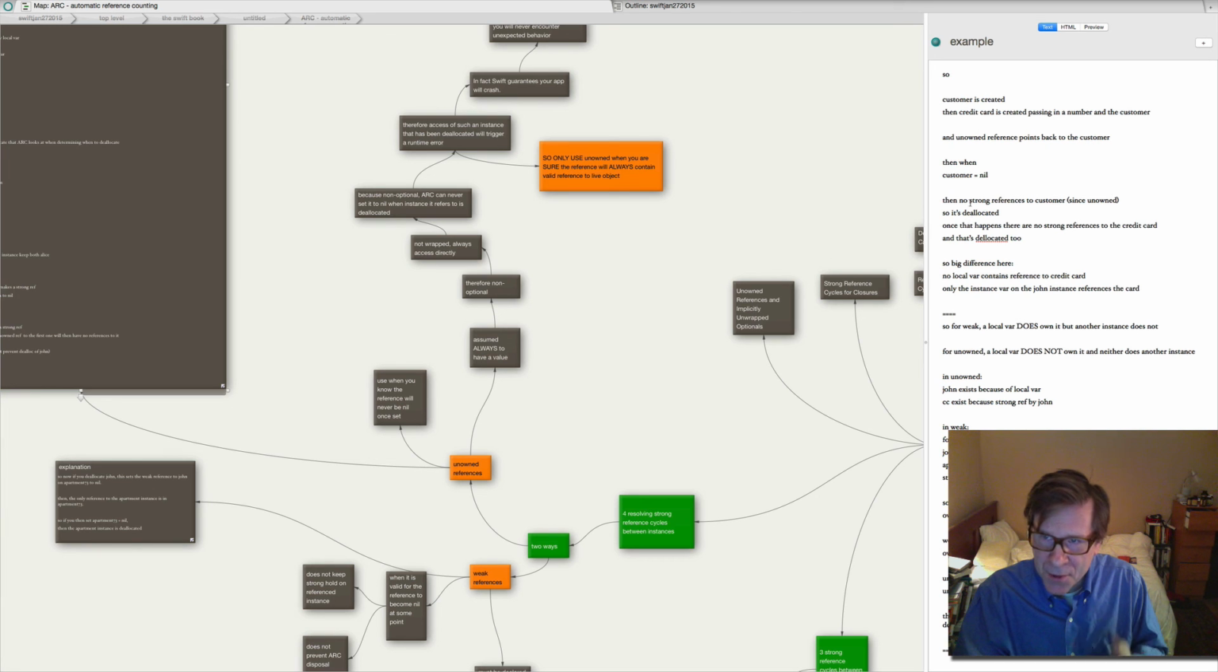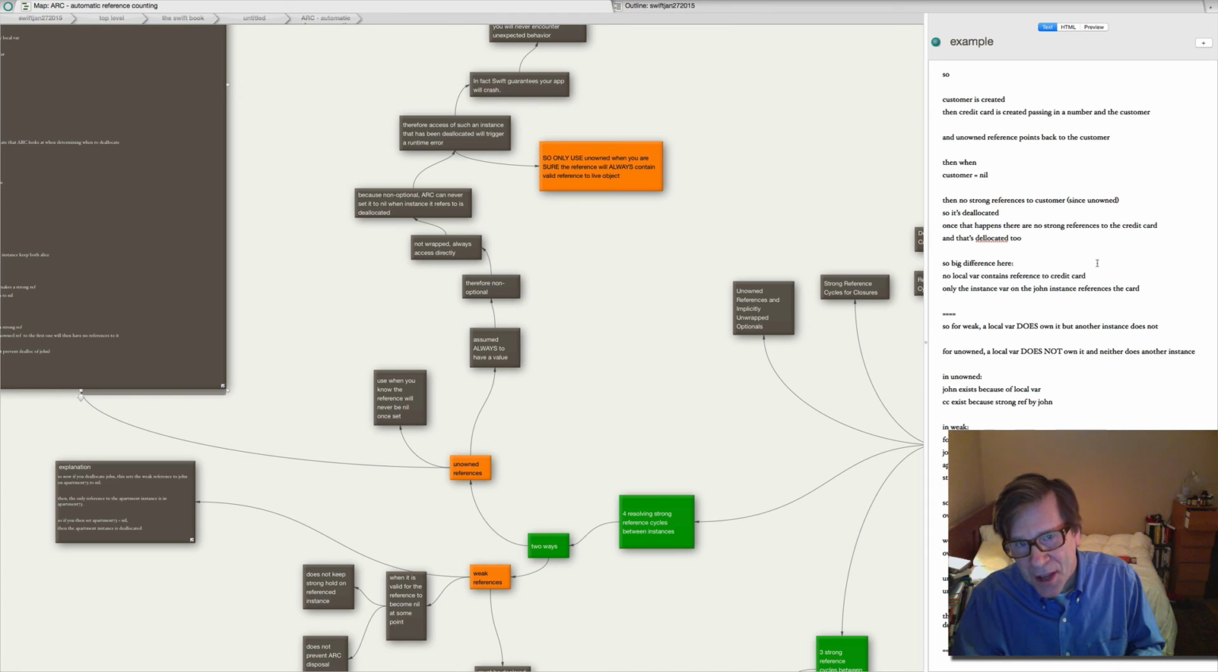So I'm going to have the customer created and the credit card created, passing in the number of the credit card and the customer. So now you have a situation where John exists and he has a strong reference to his credit card. The credit card exists and it has an unowned reference to John. Now there is no local variable pointing at that credit card. The only reference to it is the strong reference on the John instance of the object.